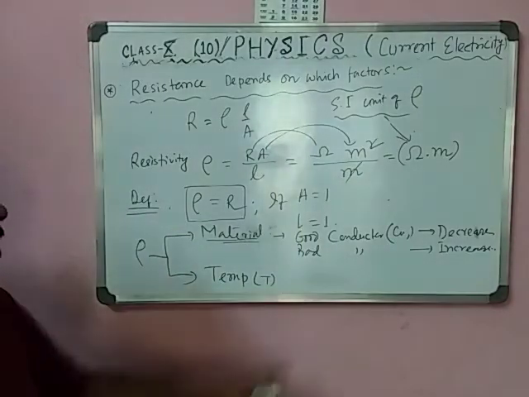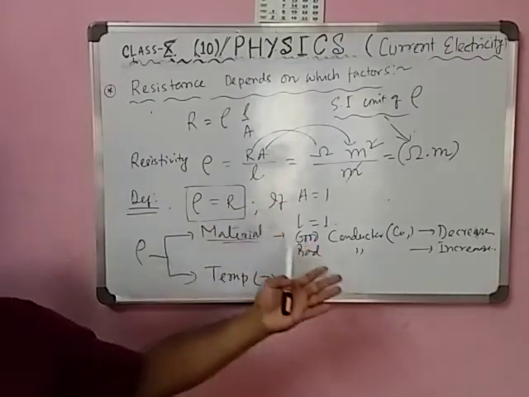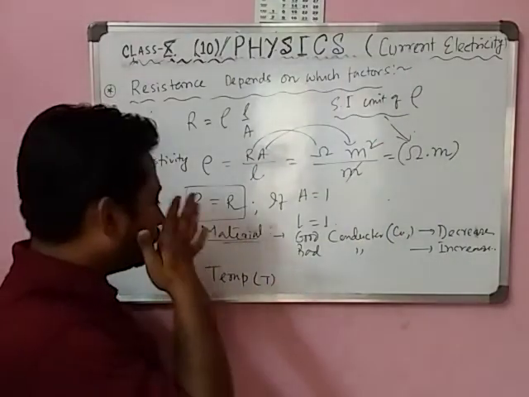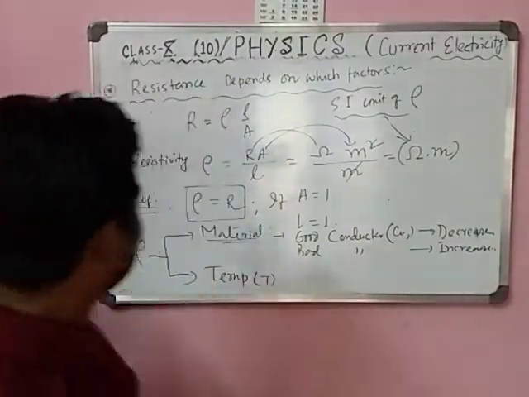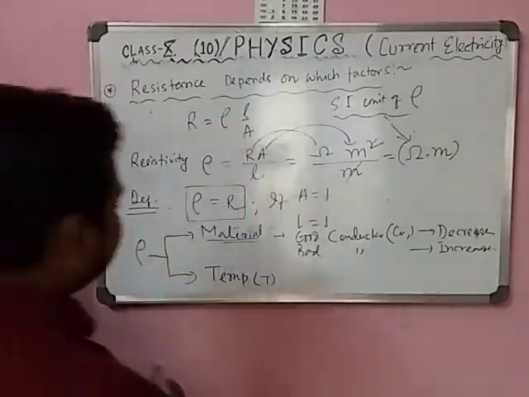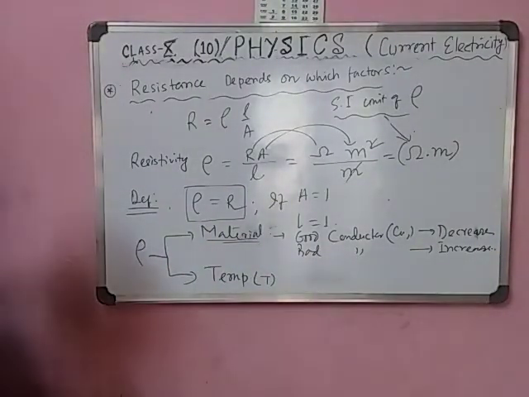For a semiconductor, what happens? If temperature increases, resistivity decreases. If temperature decreases, resistivity increases for the semiconductor. So this is all about resistivity, and the unit is ohm meter. Up to this no problem. Please write it down in your copy.